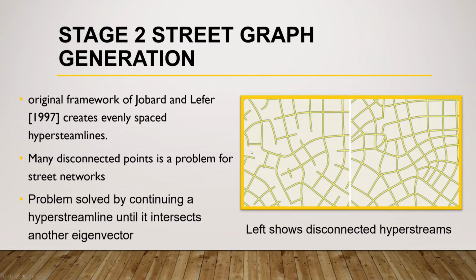So to solve that issue, the researchers basically modified Jobard and Lefer's study to connect hyperstreamlines until it intersects another eigenvector. So before, hyperstreamlines were evenly spaced, they wouldn't connect, but by extending it and increasing it until it intersects another eigenvector, we get this view here. So if you think of this here as the tangent or hyperstreamline of an eigenvector, we just continue its magnitude, or we continue its length until it intersects another point, and that other point is another eigenvector. And as a result, it connects all these side streets together like that.